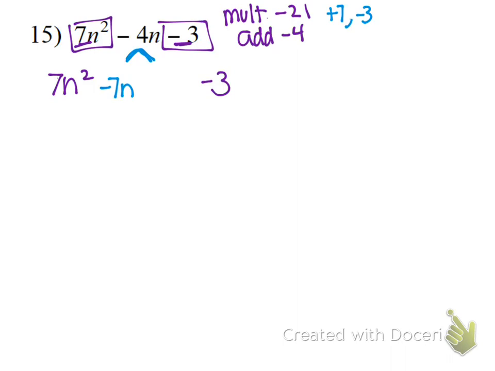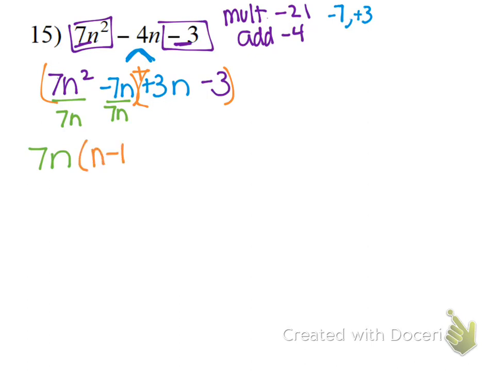So again, I'm going to break this up into negative 7n plus 3n. Sorry, I messed this one up. This one should be negative 7 and positive 3. So negative 7, positive 3. Okay, once you get here, group the first two, group the second two, and put a plus in between, and then figure out what GCF you can take out. So here, I can take out a 7n from both of them. And when I do that, on the inside, I'm left with n minus 1. In the next set, I can take out a positive 3 from both of these, and when I do that, I'm left with n minus 1.